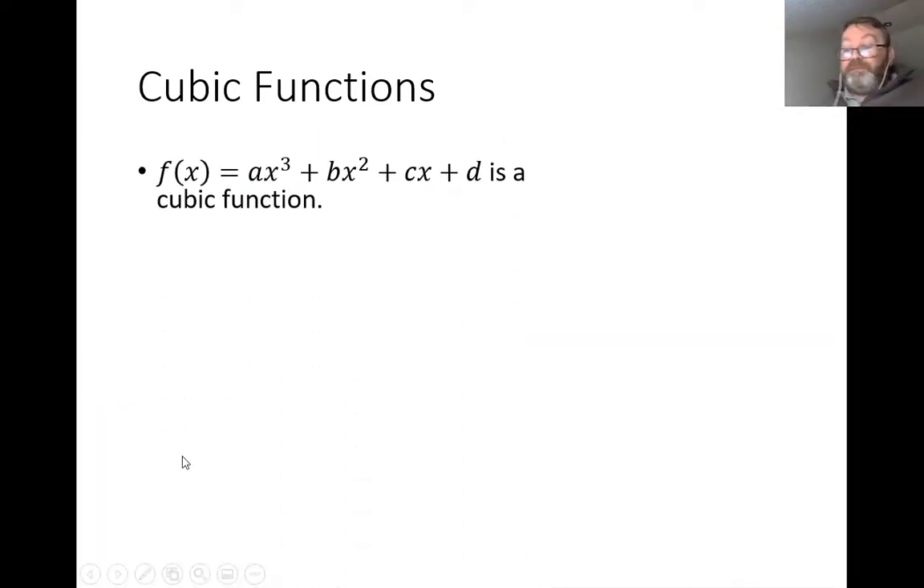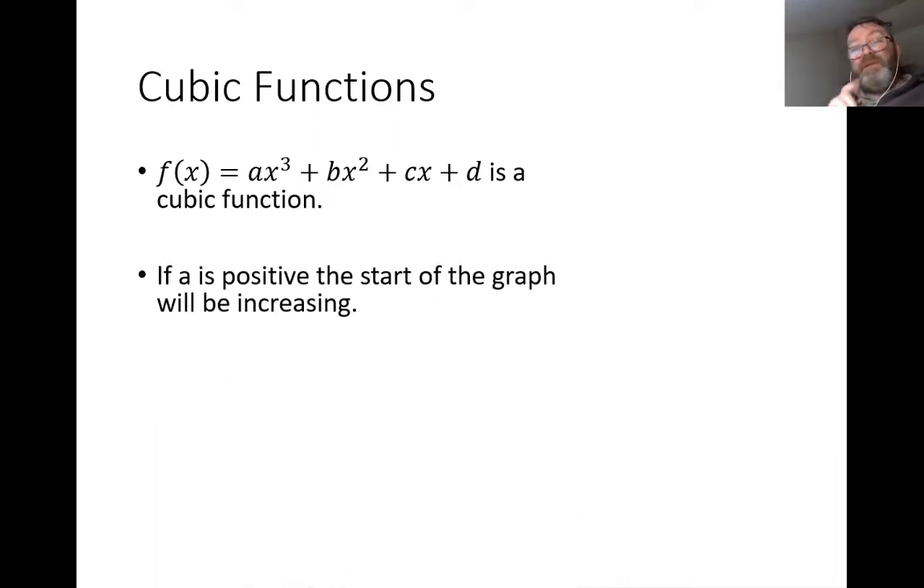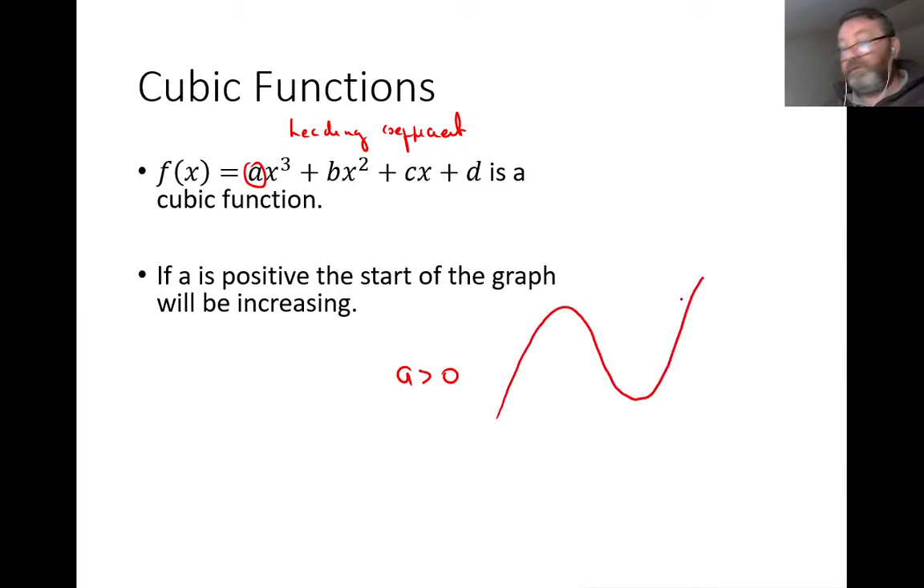So, as I told you already, ax cubed plus bx squared plus cx plus d is a cubic function. If a is positive, now this is the other thing about this function, the coefficient, what we call the leading coefficient, that also tells me an awful lot about the shape of the graph, okay? If the leading coefficient is positive, that means the start of the graph will be increasing. So, for example, if a is greater than 0, then the graph will be increasing before it turns to decreasing to go back to increasing again, okay?